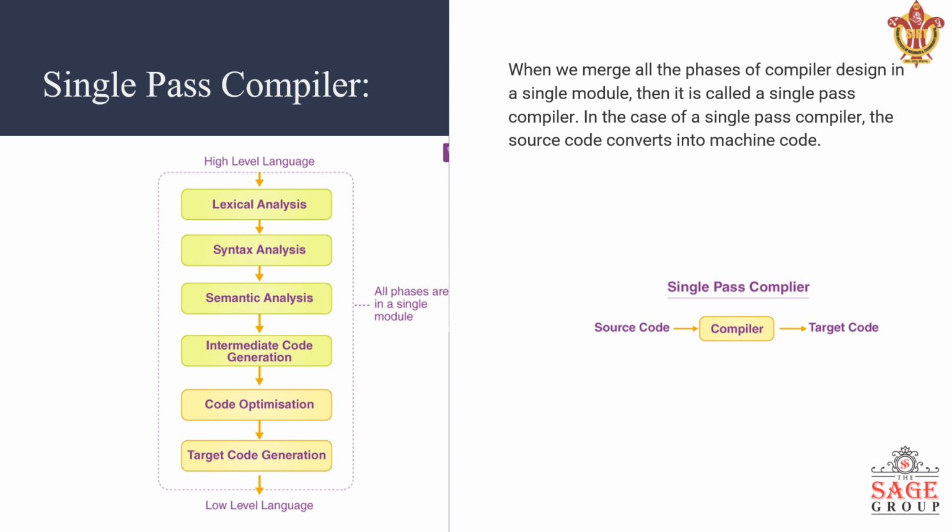As you also see in the second image of the single pass compiler, it basically means that it is used to traverse the program only once.